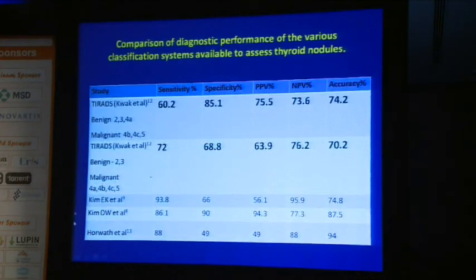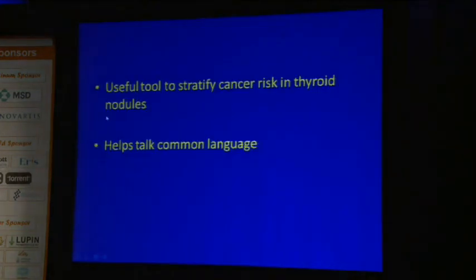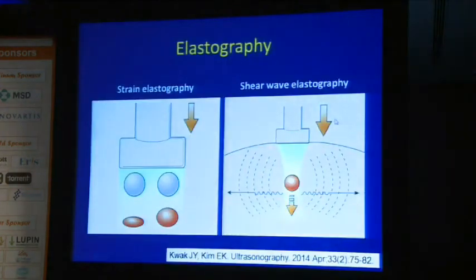When we compare the results of other existing systems, this is the performance of TIRADS proposed by Quack et al. TIRADS 4A, B, and C, when we look at them separately, the positive predictive value is lower, but when we combine 4A with the 3 category and make 4B, 4C, and 5 malignant, there's improvement in the positive predictive value. So thus, we would say that TIRADS is a useful way of stratifying risk of thyroid cancer and helps to talk in a common language.